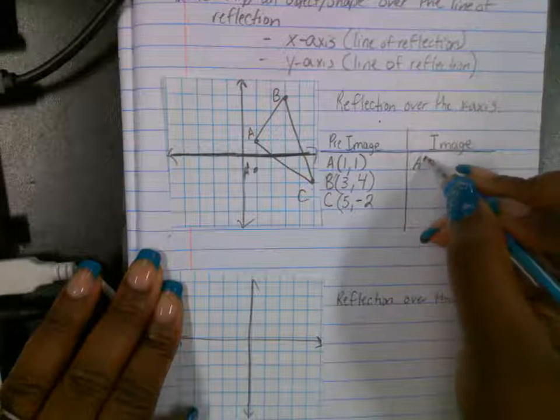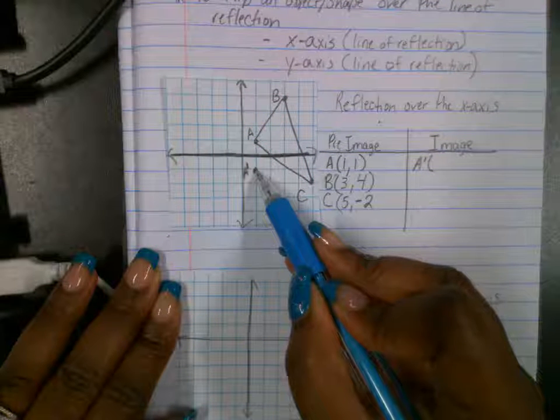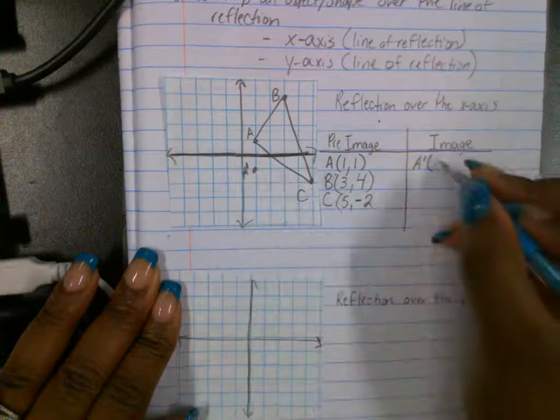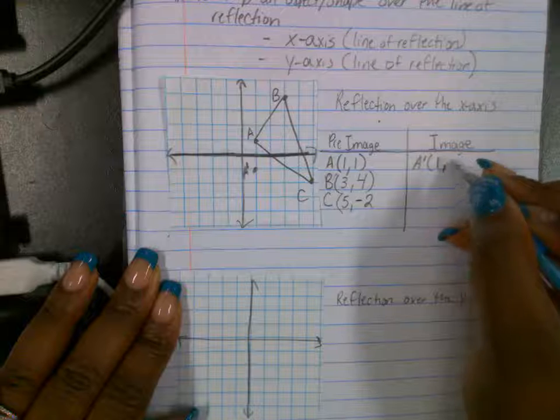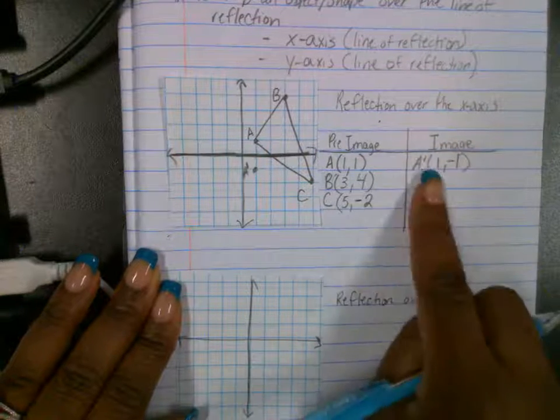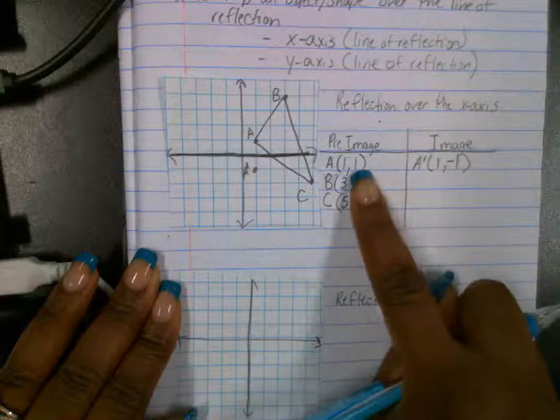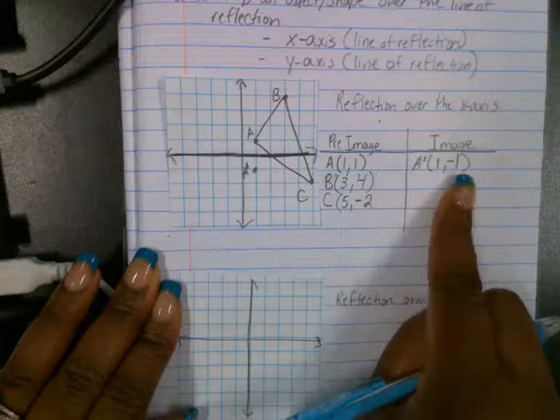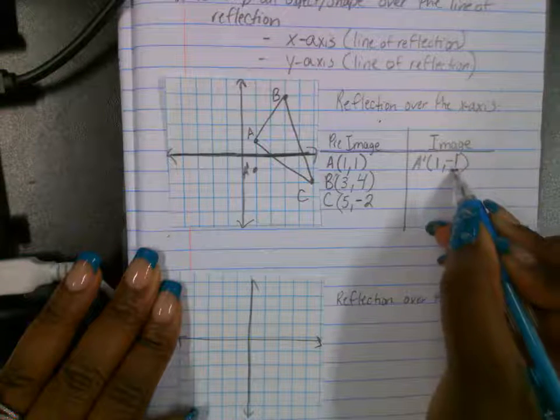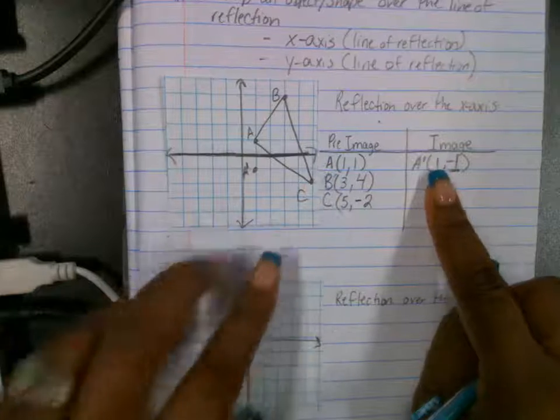What is the ordered pair for A prime? Positive 1, negative 1. What's the difference between these ordered pairs? What changed? The y did. You see how it changed? It went from a positive to a negative. The x stayed the same.